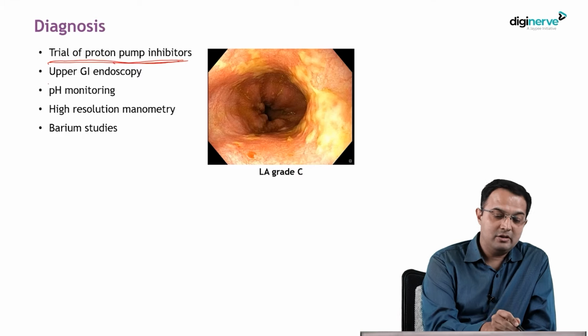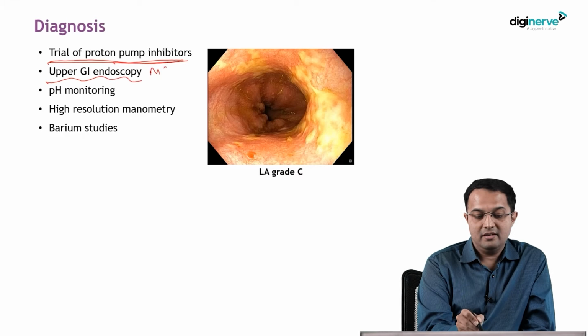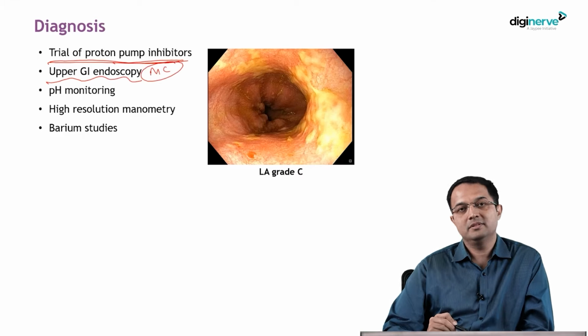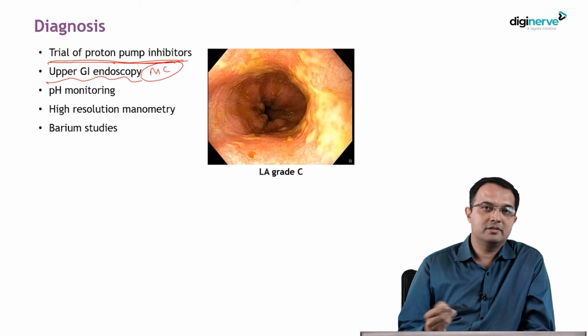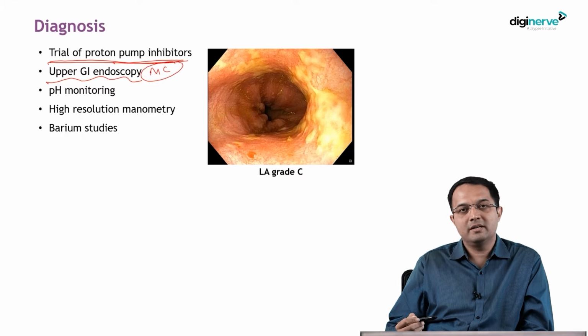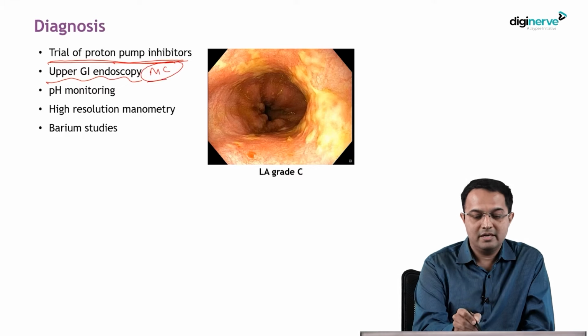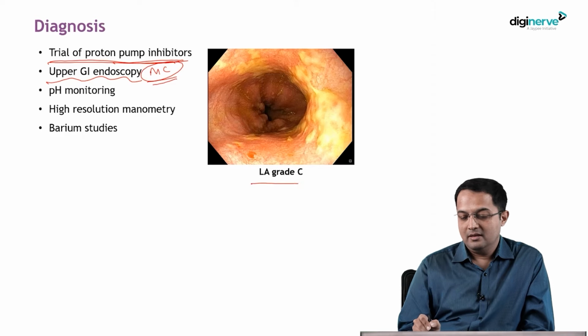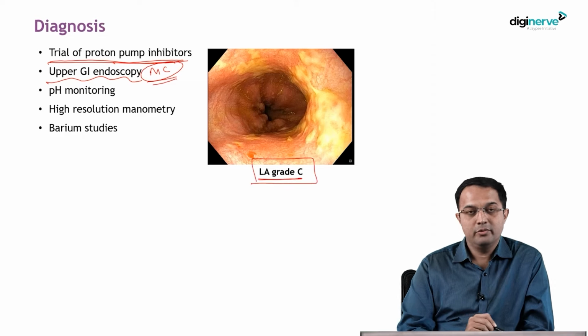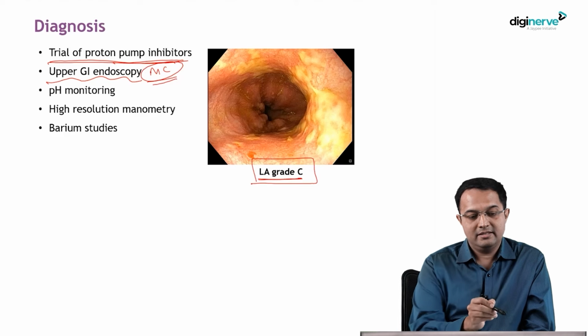Upper GI endoscopy is the most common investigation done. Any patient who comes with GERD symptoms, if they are not responding to PPI, or sometimes you really want to know before starting the patient on PPI, you are going to do upper GI endoscopy. And that's how it looks. This is LA grade C. I am going to talk about how you grade GERD in the next slide.